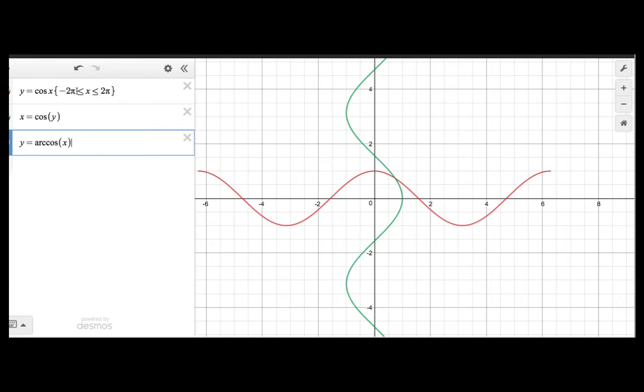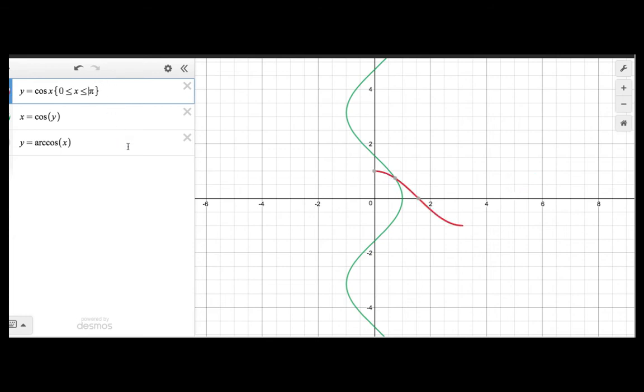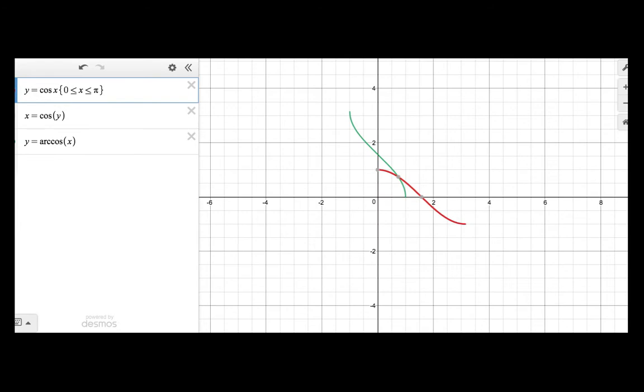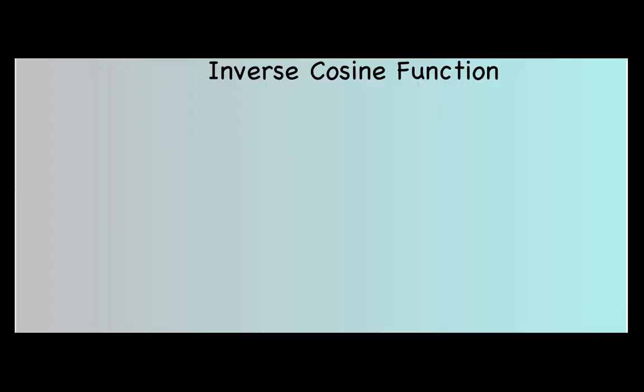Well, it turns out that the restriction we want is we want cosine to be restricted from 0 to pi. And this will give us just a set of values that takes on every possible cosine value, and when we find its inverse, it will be a function. So here's what a graph of arc cosine would look like. Now we can ask some questions.